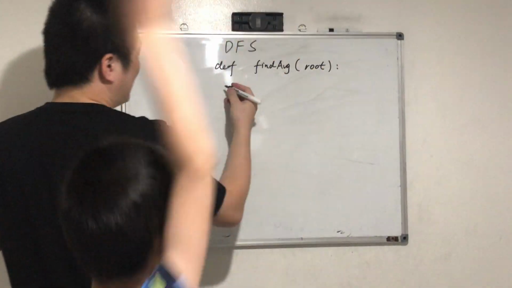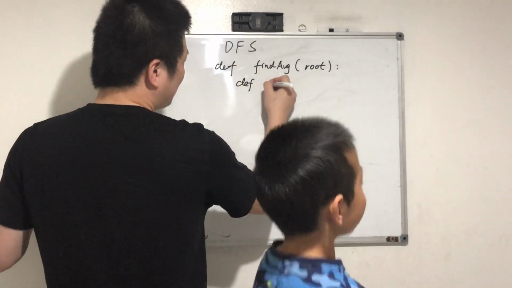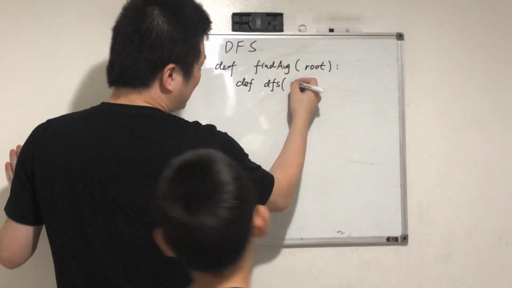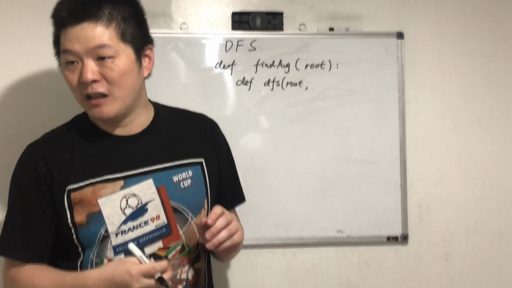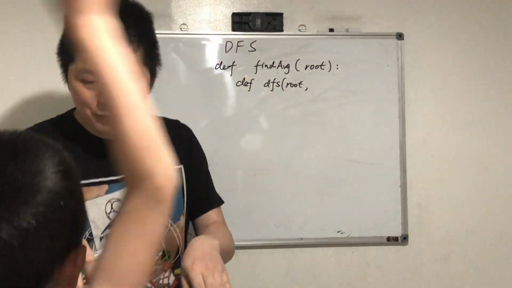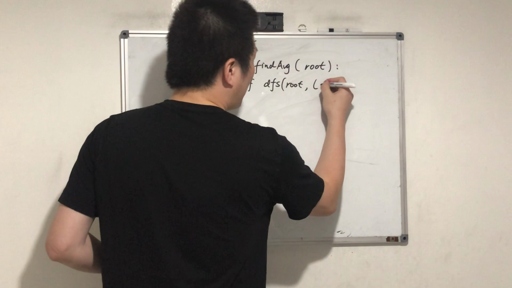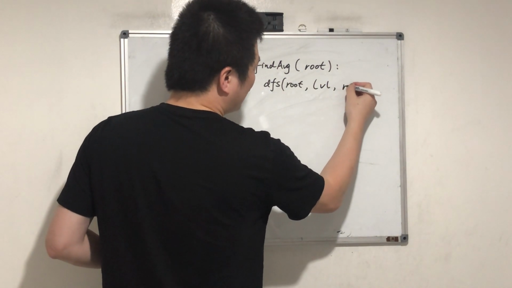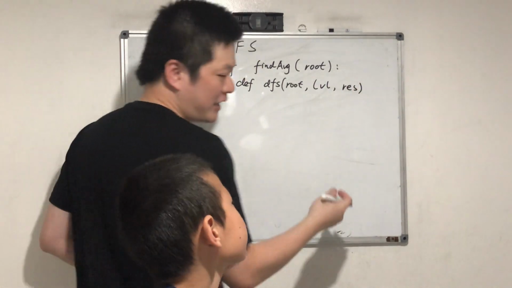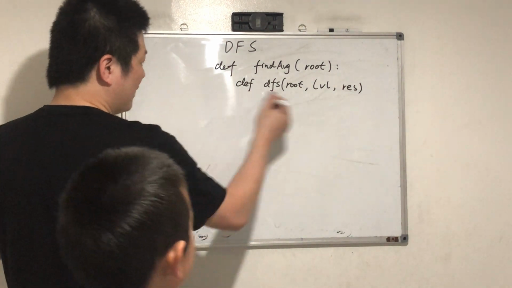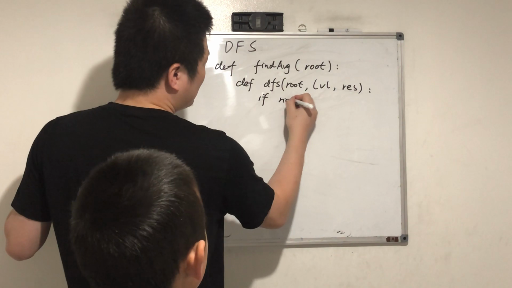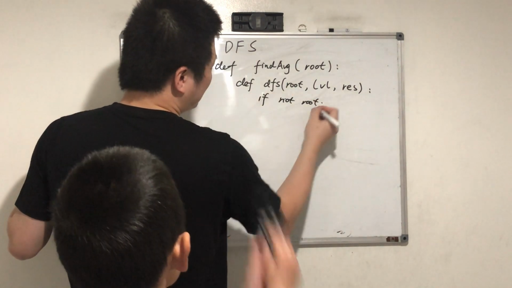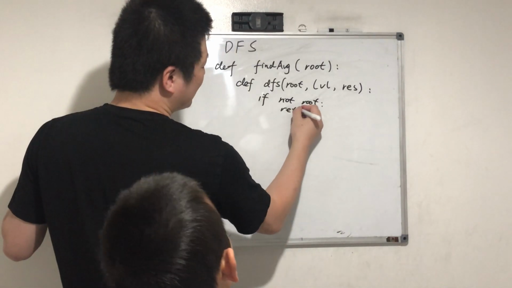Okay, then I have defined a depth search here. First of all, I have a root, and then I want to pass on the level, starting with 0, 1, 2. Level, and then I will have a result, the result for the list of the nodes on each level. If not root, if the root is empty, there's nothing we can do. We just return.